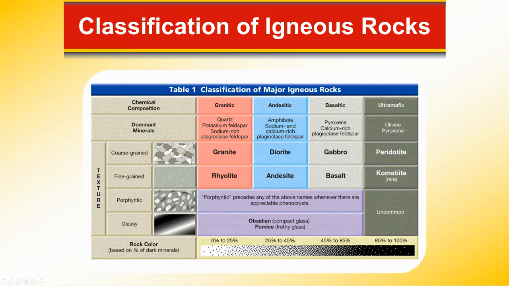If you find a coarse grain, middle of the road color rock, a medium color, not real dark, not real light, and it has coarse grains, it'll be diorite. Actually, let's just look right here. This might even be more helpful. Coarse grain, granitic; fine grain, rhyolite.